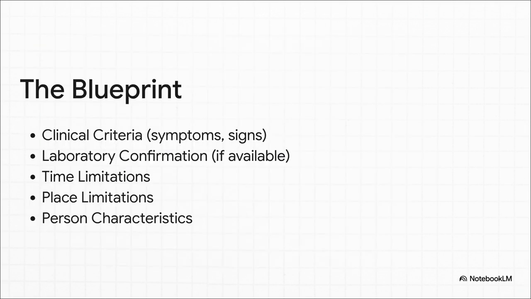And we're not just talking about a simple label here. This blueprint, it gets super detailed. I mean, it's got the obvious stuff, like symptoms and lab results. But, and this is crucial for an investigation, it can also set very specific limits on time, place, and even the types of people involved.